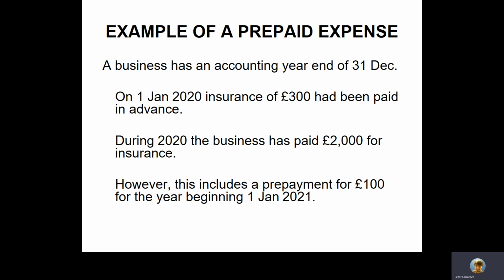So here's an example. On the 1st of January, insurance of £300 had been paid in advance. So at the very start of the year, £300 had been paid in advance. So we're going to use that in the current financial year. Remember, we don't care when things were paid for. We care about when we use them. During the year, we paid £2,000 for insurance, but that includes a prepayment of £100 for the year beginning 1st of January 2021. So we're not going to use that £100 until the next accounting period.